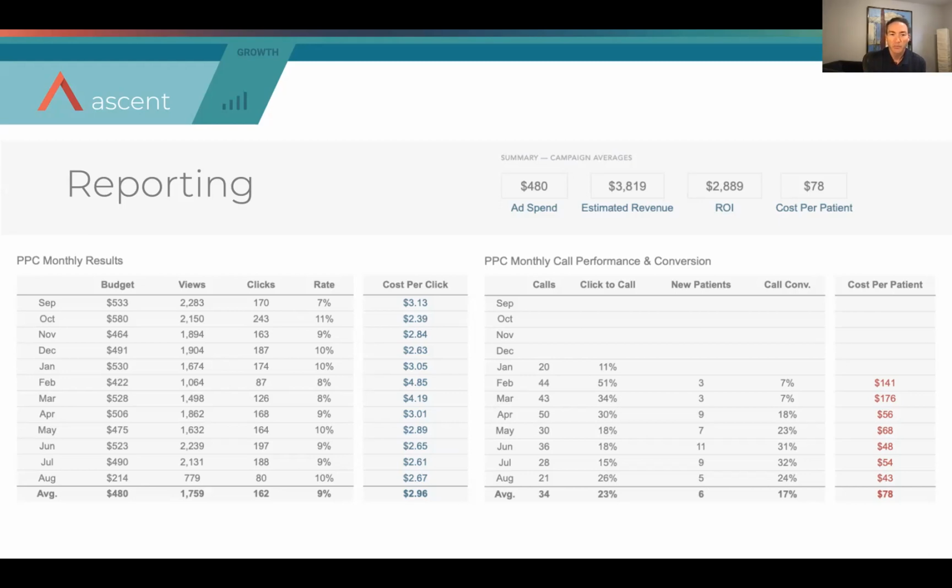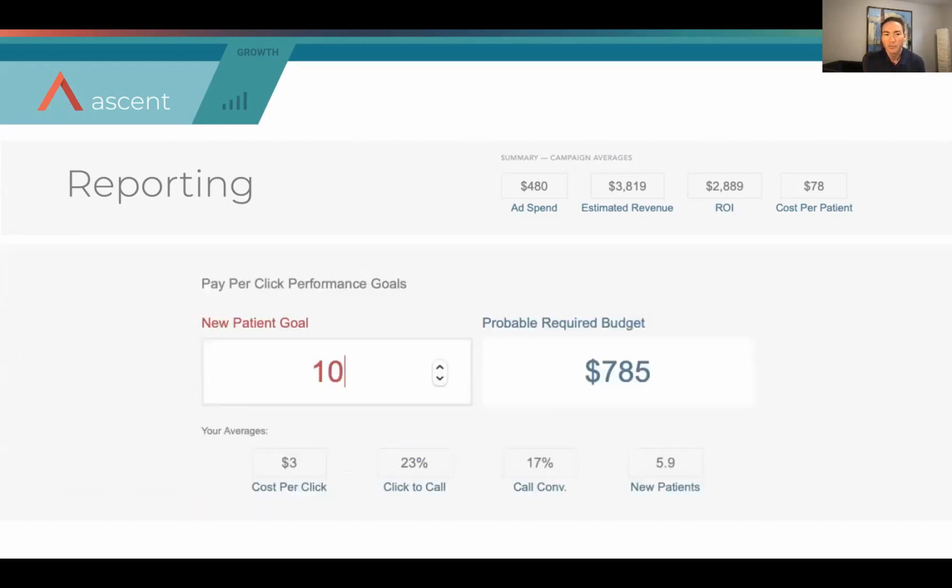Now we know their numbers, we know their budget, we know the cost per click in their area, we know their click to call rates, their call conversion rates, and we can see patterns in those. And what's nice about that is we can now go in with this practice and set new patient goals. Like if they wanted to go from 5 new patients a month to 10 new patients a month, we know that the budget they need to set with Google is about $785 based on their numbers. And so now that predictive capability just gets better and better.